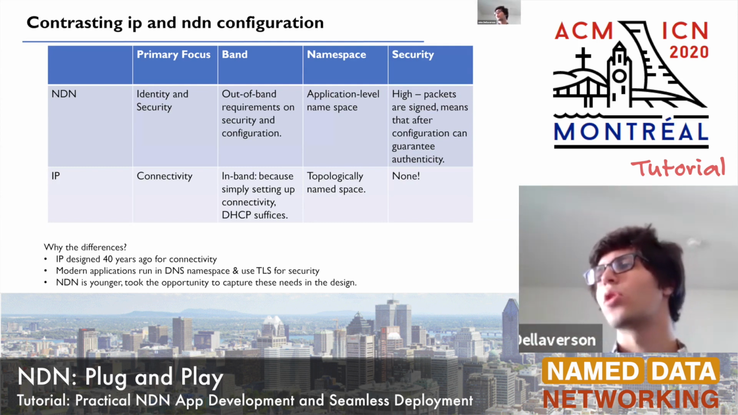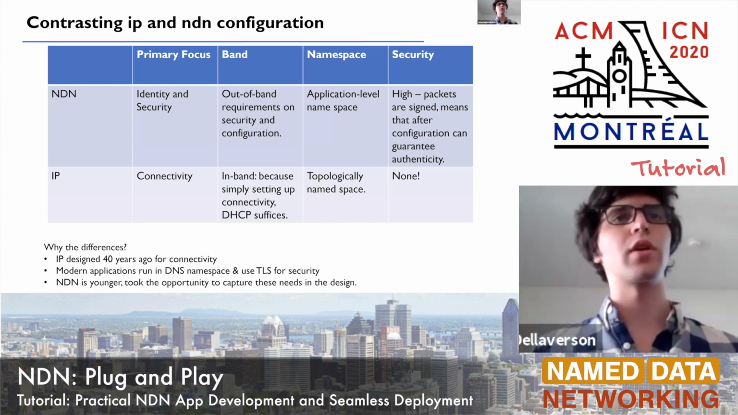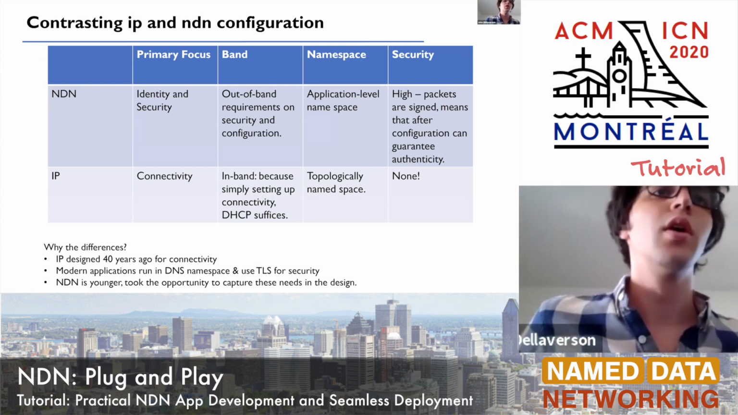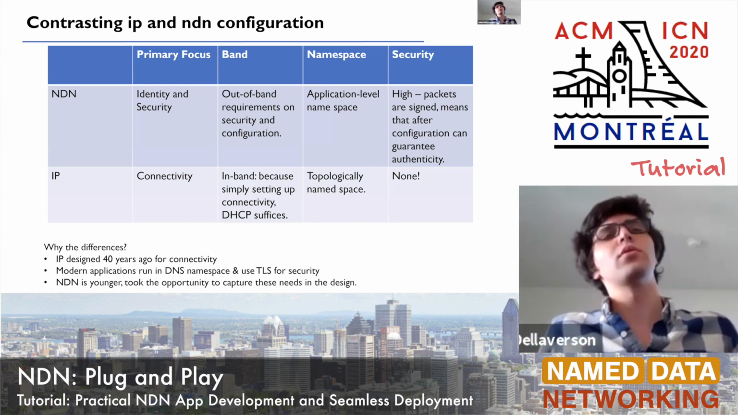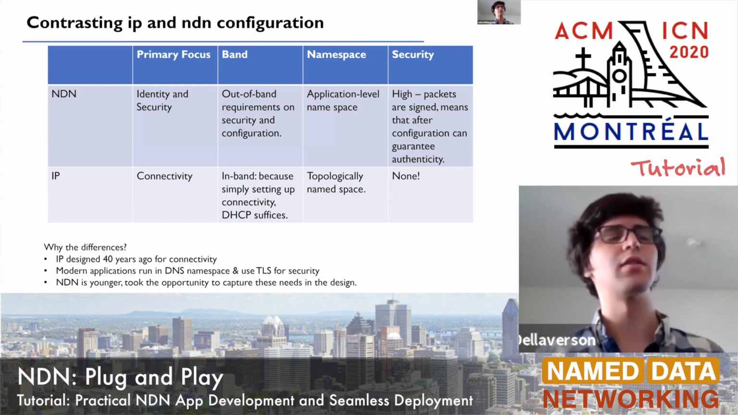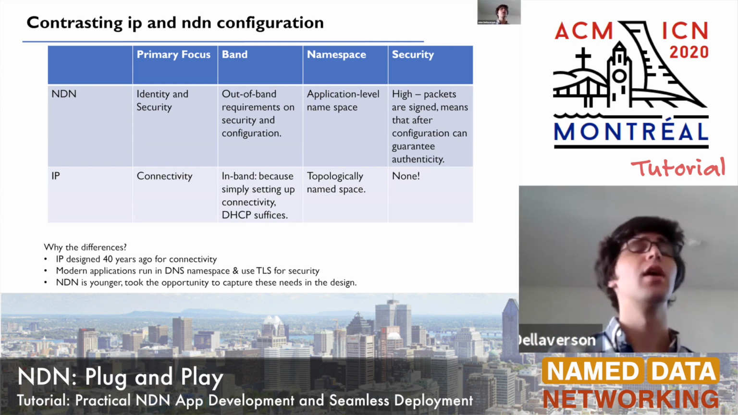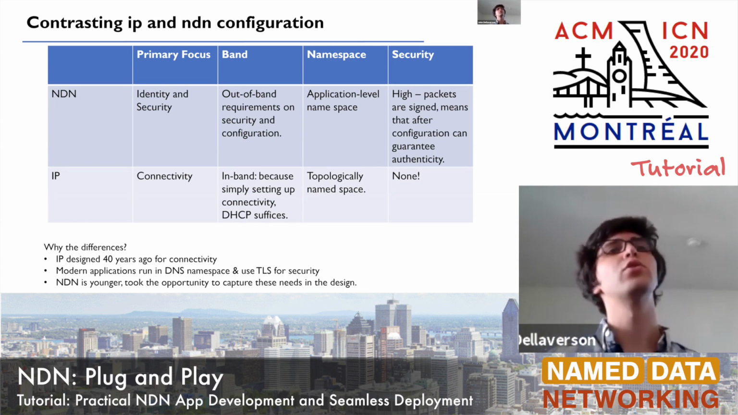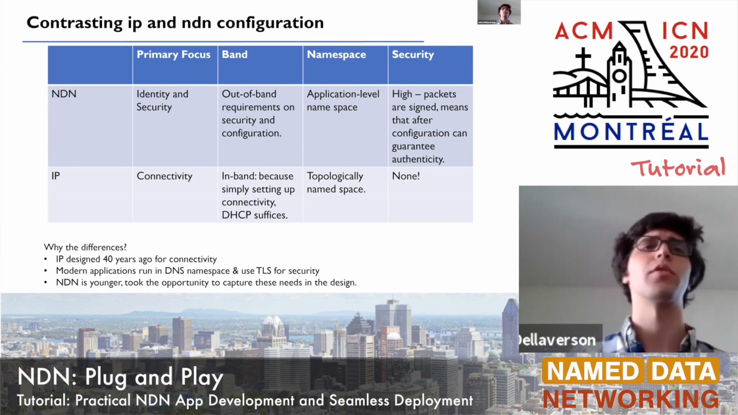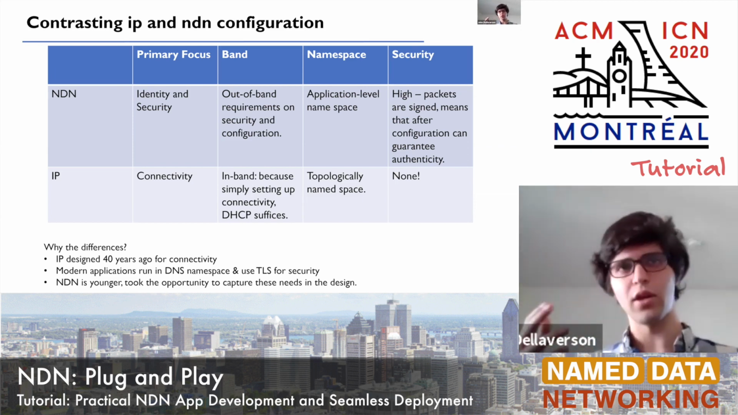Great. And so now we can somewhat more concretely talk about what we mean by the differences between these two when it comes to the configuration stage. In terms of their primary focus, NDN is largely focused on identity and security to the point that once you have your name and you have your certificate, that's all you need for configuration, or at least all you need for the manual part of the configuration, whereas IP is mono-focused on connectivity.